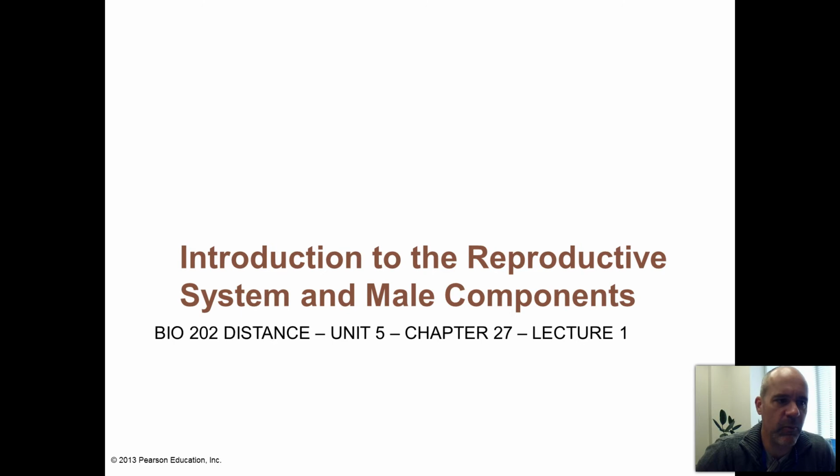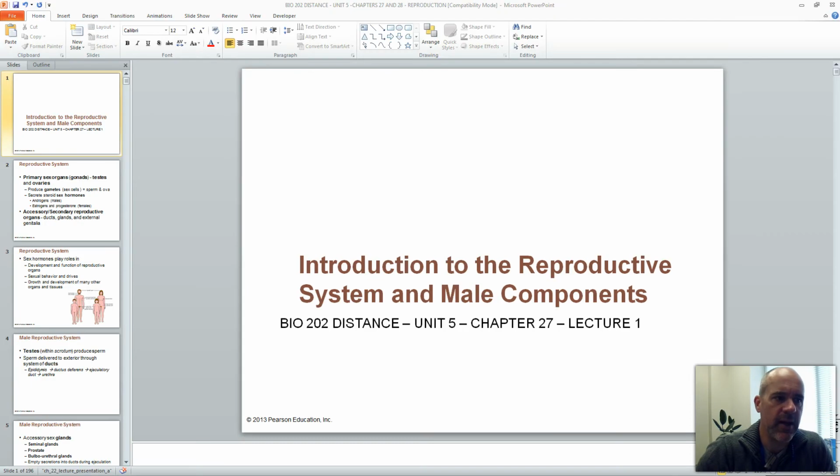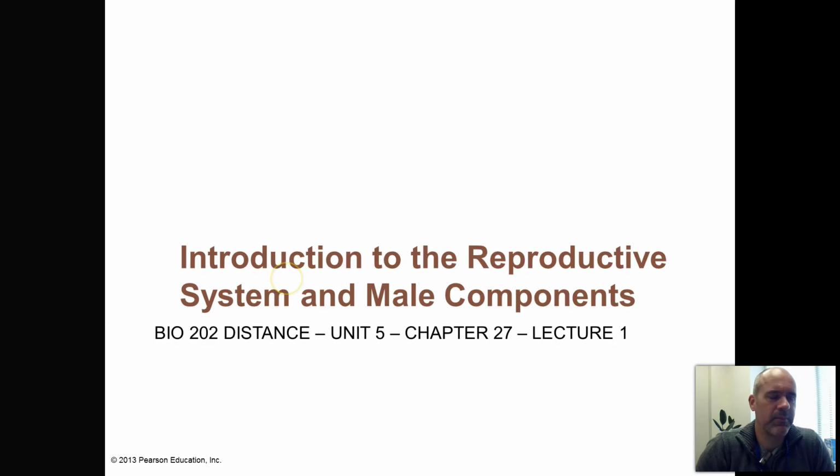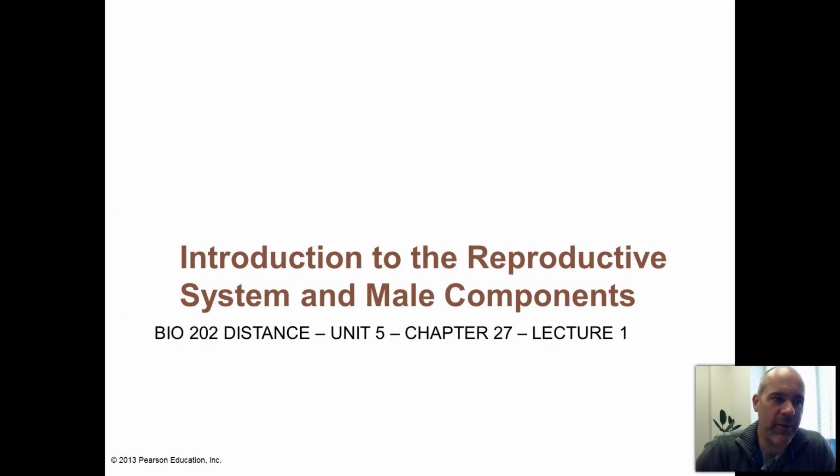The reproductive system will mainly be covered in Chapter 27, and then we're going to do some of the Chapter 28 content as well. Chapter 27 deals with the male and female reproductive parts and the hormonal regulation of the development of sperm in males and the egg cells in females.